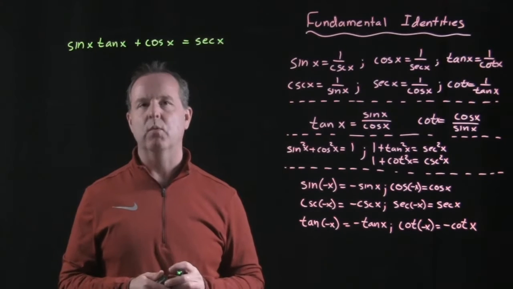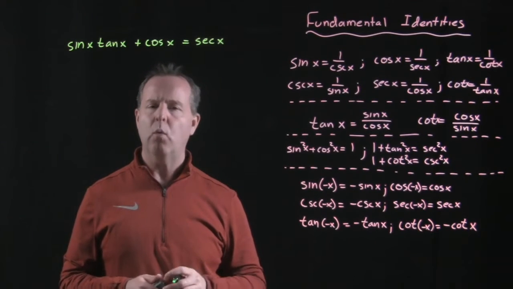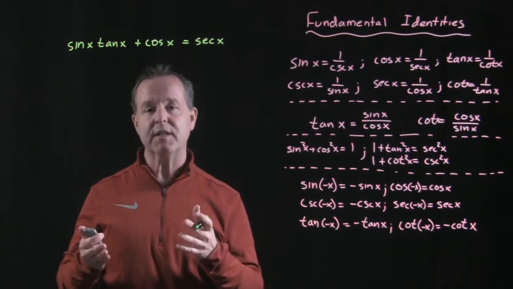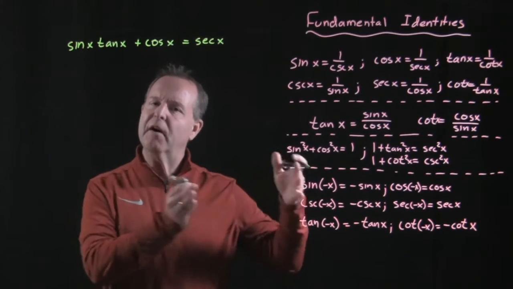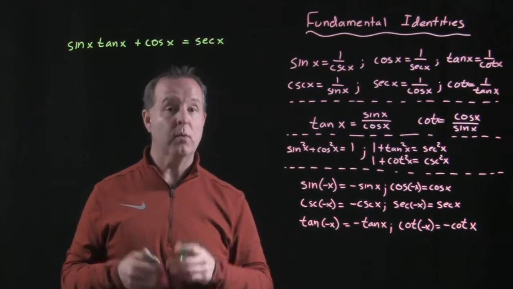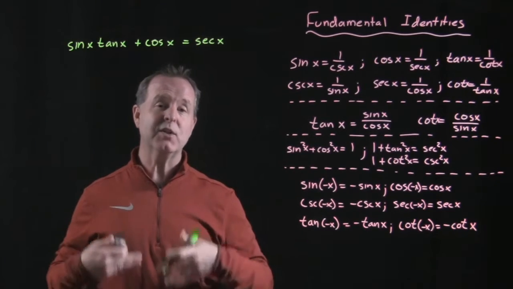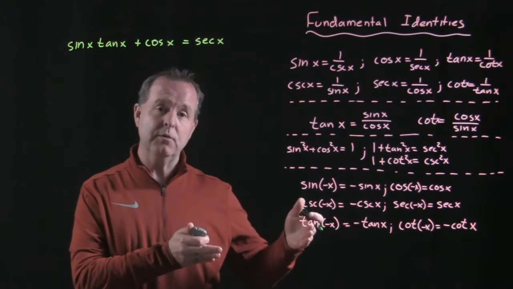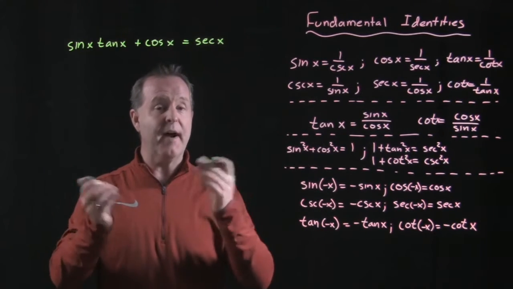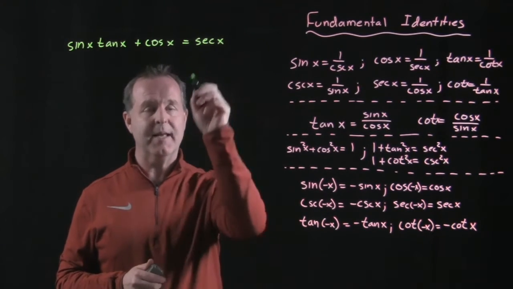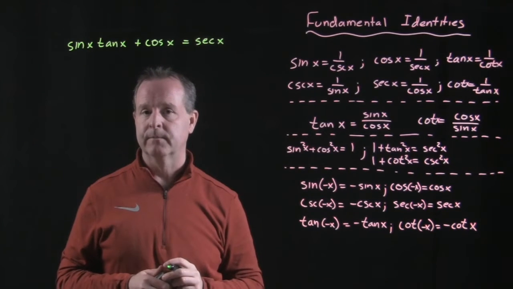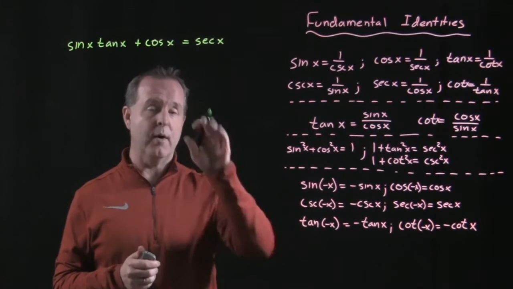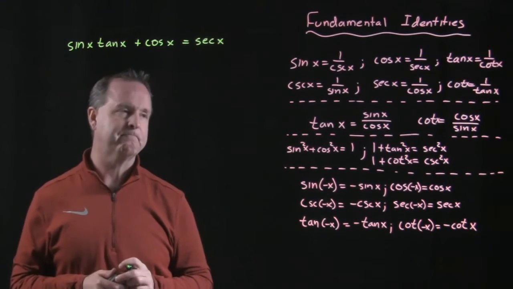Now, some people ask when we're verifying identities, well, why can't we just solve the equation like we've done before? What's the difference between solving an equation and verifying an identity? Well, when we're solving an equation, we assume that we have a true statement to begin with, because that yields a solution. However, when we're verifying an identity, we can't assume that the initial identity is true. So therefore, we have to verify an identity rather than solve the equation.